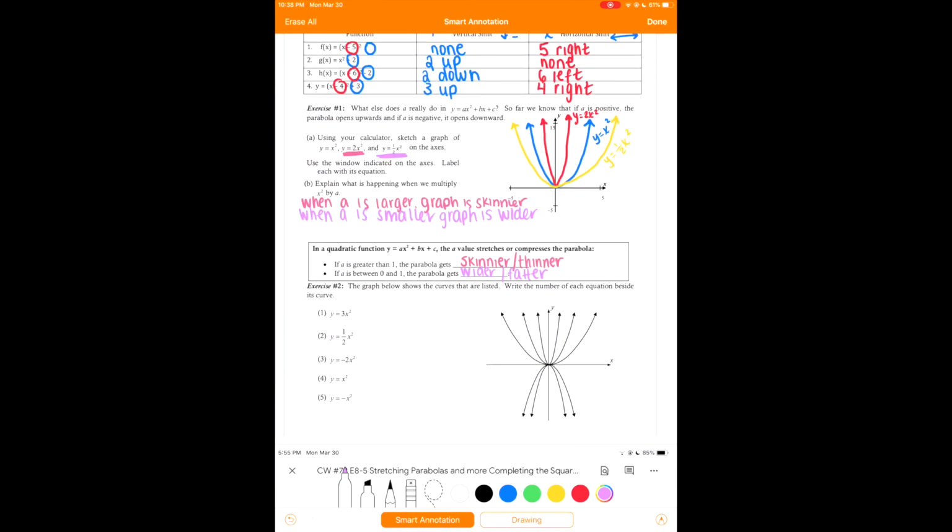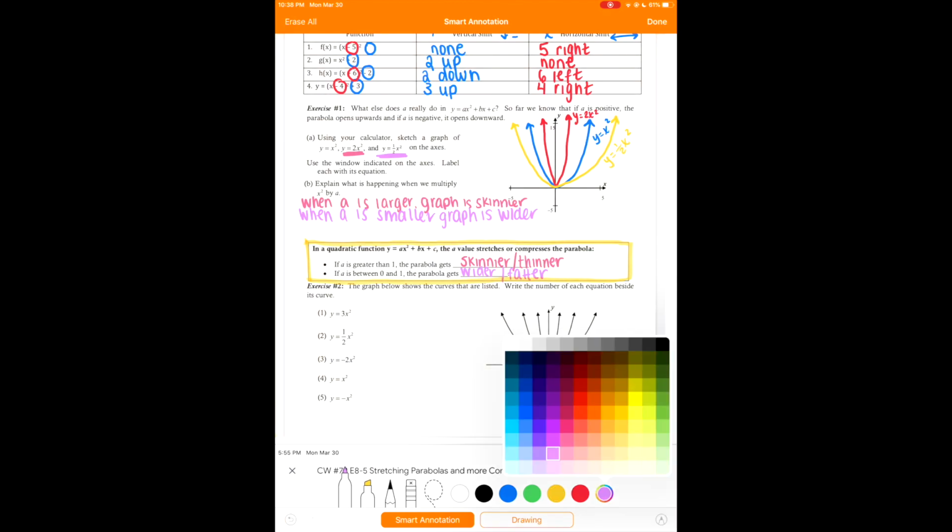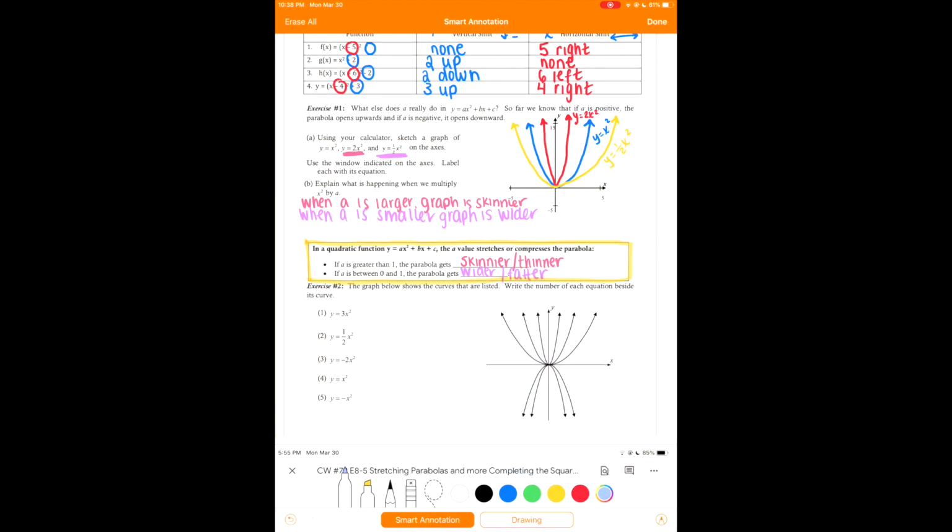So that's the main point we're going to talk about today. I really want to emphasize this box. This is the most important part of today's lesson that you need to know. So we're going to write the number of each equation beside the curve. I'm going to start with the ones that are sad faces. And remember, sad faces mean that I have a negative number in front of the x squared. And happy faces mean that I have a positive.